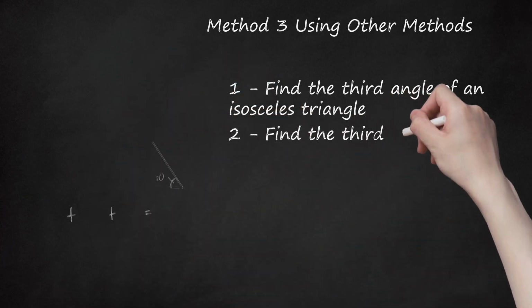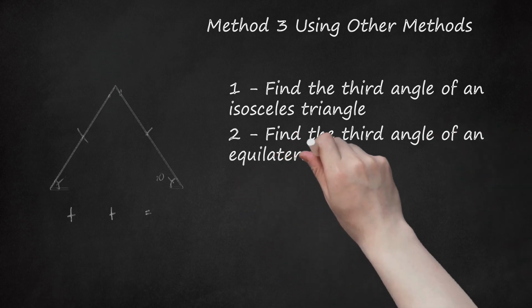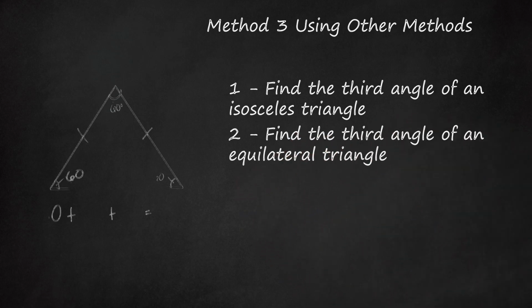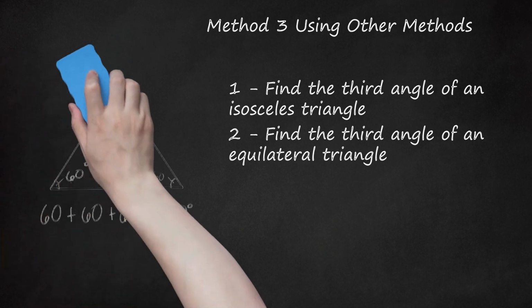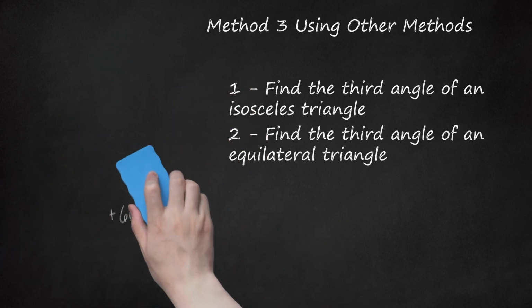2. Find the third angle of an equilateral triangle. An equilateral triangle has all equal sides and all equal angles. It will typically be marked by two hash marks in the middle of each of its sides. This means that the angle measurement of any angle in an equilateral triangle is 60 degrees. Check your work. 60 degrees plus 60 degrees plus 60 degrees equals 180 degrees.